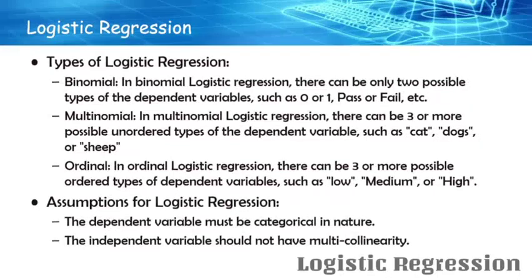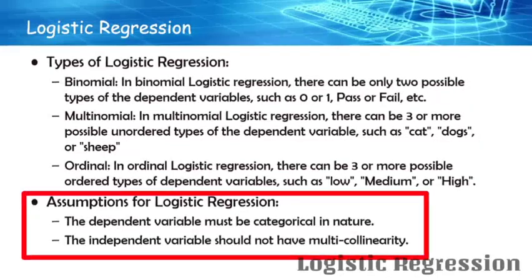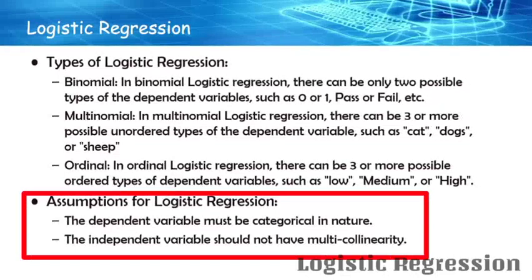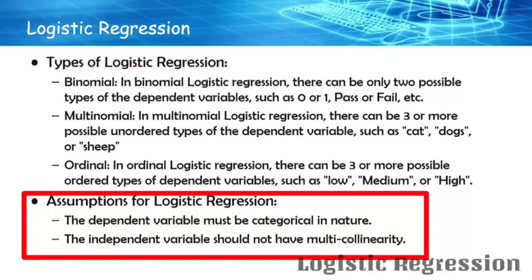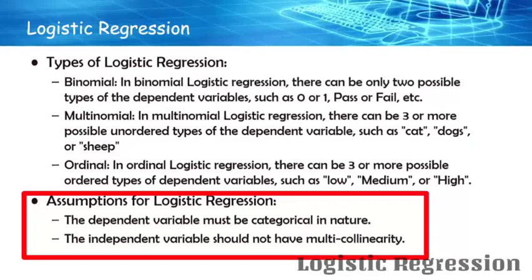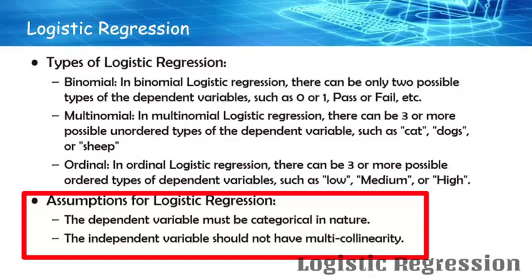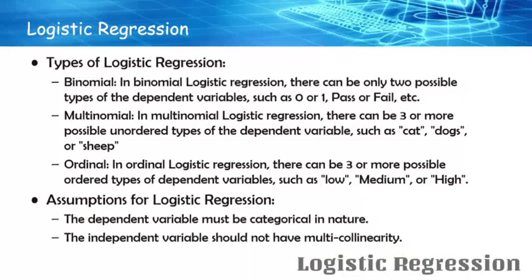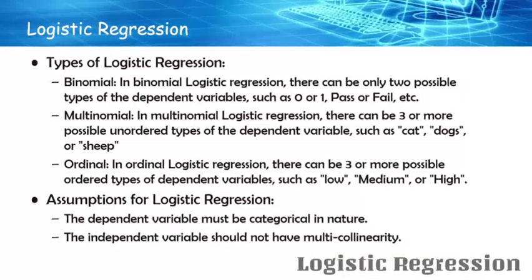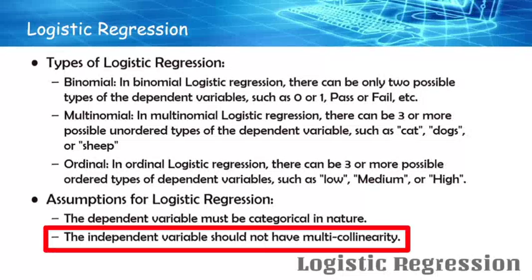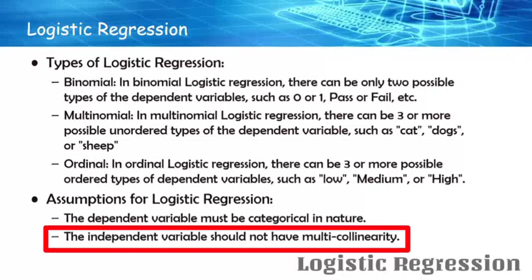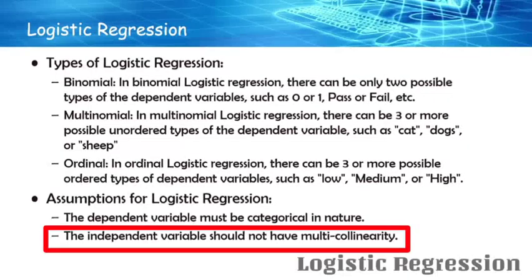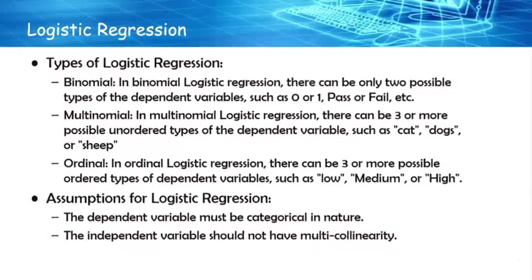I just forgot to add the assumptions. Here we basically have two assumptions; we had four with linear regression. For logistic regression, the dependent variable must be categorical in nature, otherwise it would come under regression and not classification. That is the first thing. The second thing is that the independent variables should not have multicollinearity. With examples, you will understand better. So that's all about logistic regression.